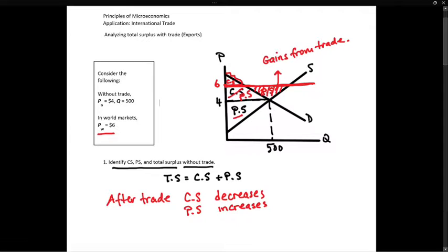After international trade, domestic consumers will buy less in the domestic markets. Let's say it's 300 units instead of 500 units. But producers at $6 world price, they will want to produce more. They will increase their production to, let's say, 700 units. And the difference between the two will be the surplus in this market. That surplus will be exported to other countries.